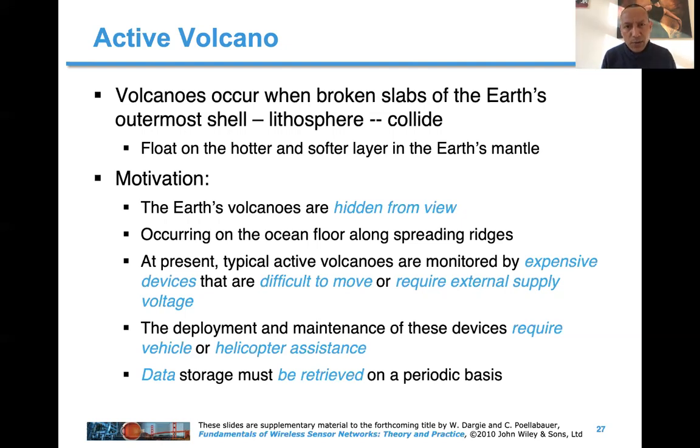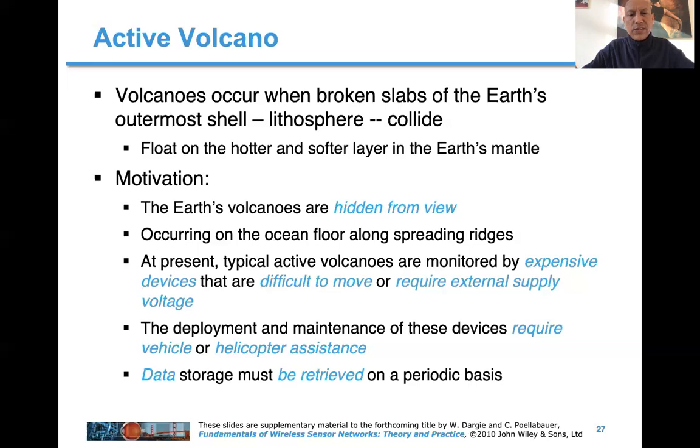Usually, because the slabs are hidden, we don't see them, or we cannot easily detect them. More often than not, they happen to take place on the surface of the ocean. At present, we have different types of very complex, very expensive devices to sense active volcanoes.